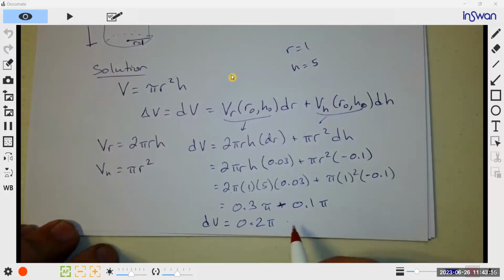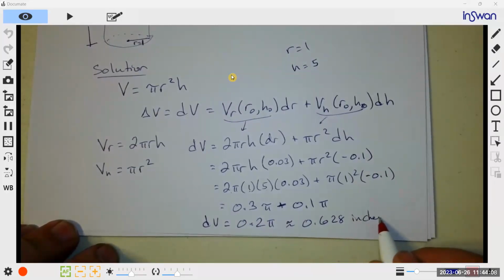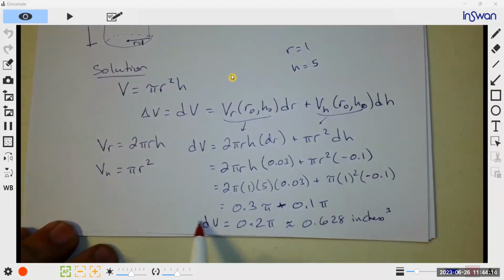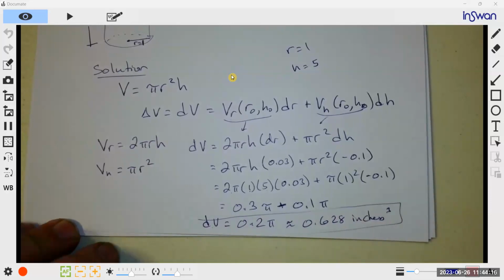3.14 times 0.2, about 0.63 inches cubed. So volume, since we're dealing with volume, it's inches cubed. So there's our solution.